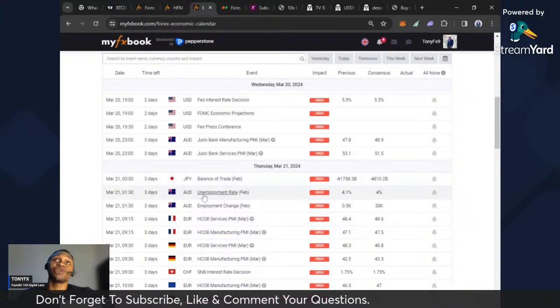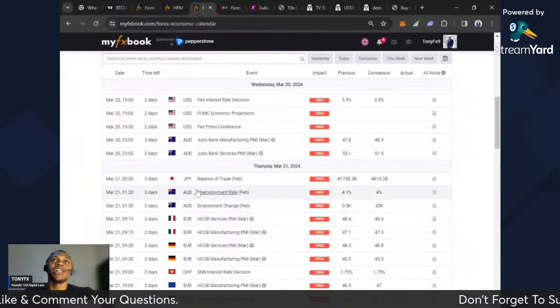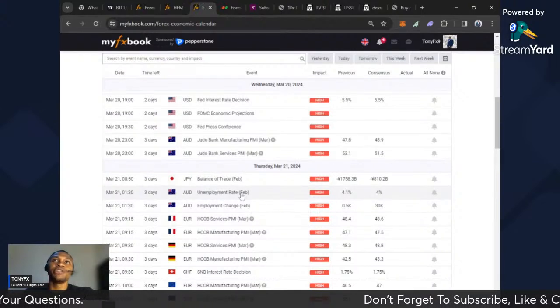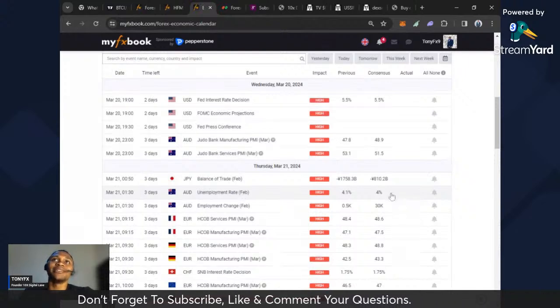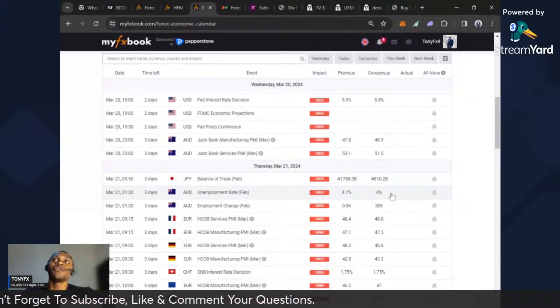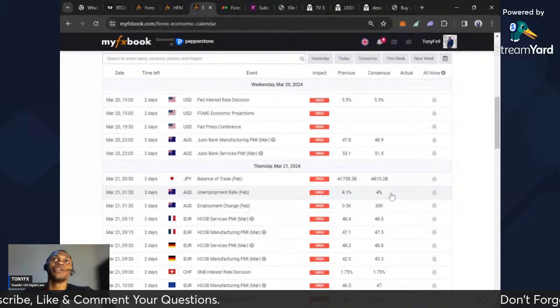Then Asian session as well, we see the Australian unemployment rate and employment changes. We're watching out for the unemployment rate because employment changes is a derivative of the unemployment rate. If you see a figure that is higher than 4%, it is bad for the Australian dollar. If you see a figure that is lower than 4%, it is great for the Australian dollar.